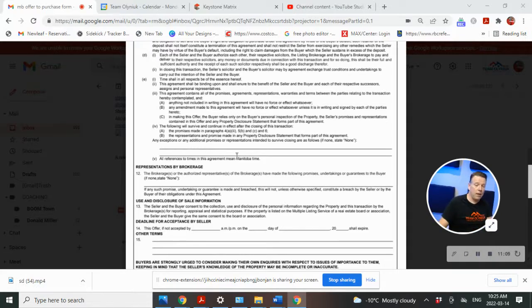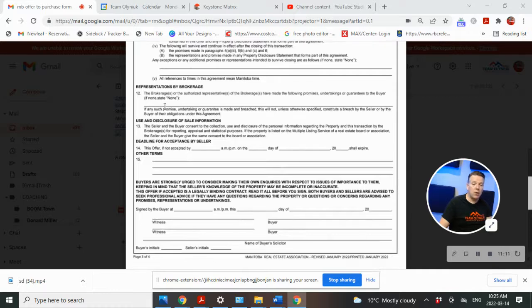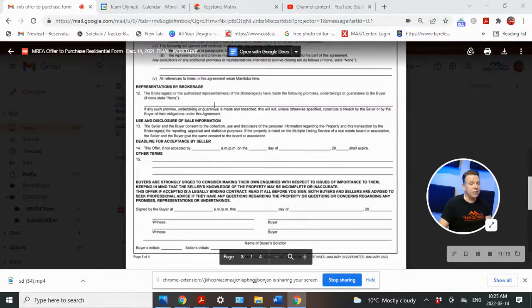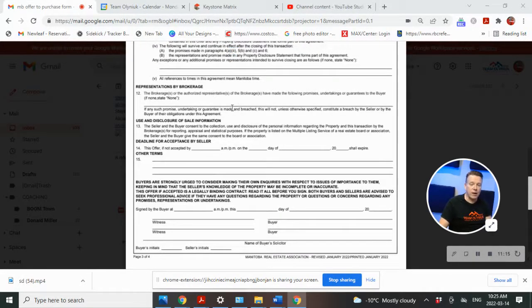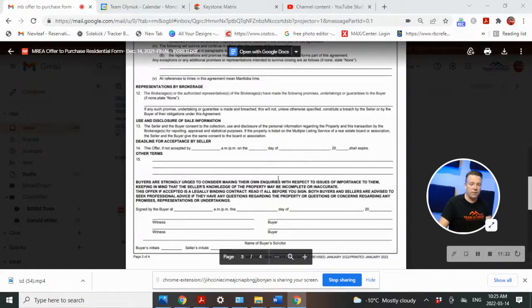Representation by the broker. If the broker has guaranteed you something, it goes in there. 99.9% of the time there should be a none written in there. And then the deadline for the sellers to accept this offer.